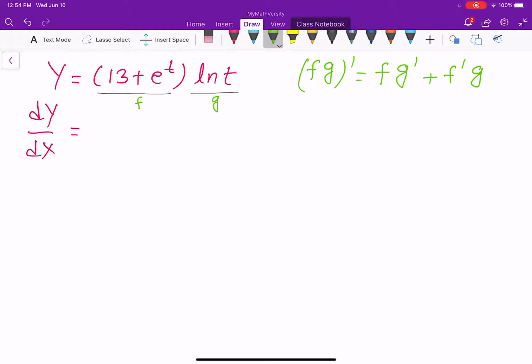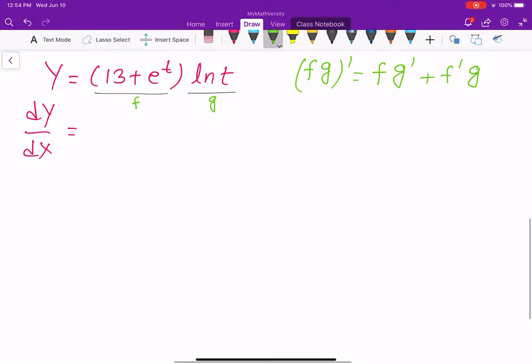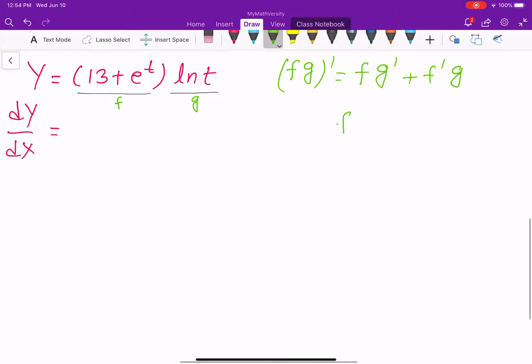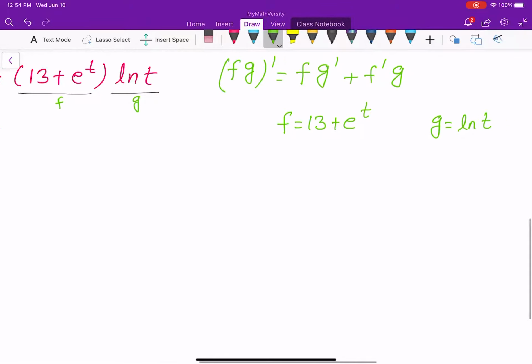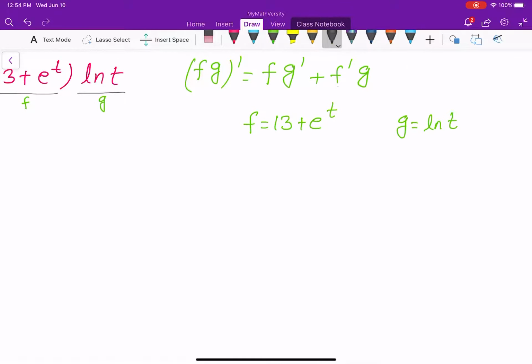So if that is the case, let me write that down here. f is equal to 13 plus e to the power t, and g is equal to ln of t. Since we also need to find f prime and g prime, let's find f prime first. f prime is equal to the derivative of 13 plus e to the power t.